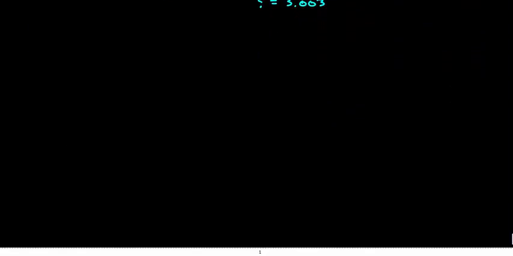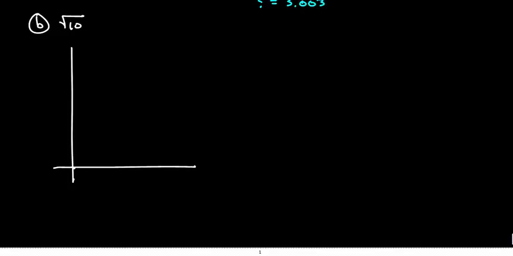So I'll do b here for you. b asks us to do the same thing, but this time to approximate the square root of 10. Now the approximation here is not going to be as good because 10 is further away from 9 than 9.02 was away from 9. So if we take a look at the graph again, this is something that's important to look at here.